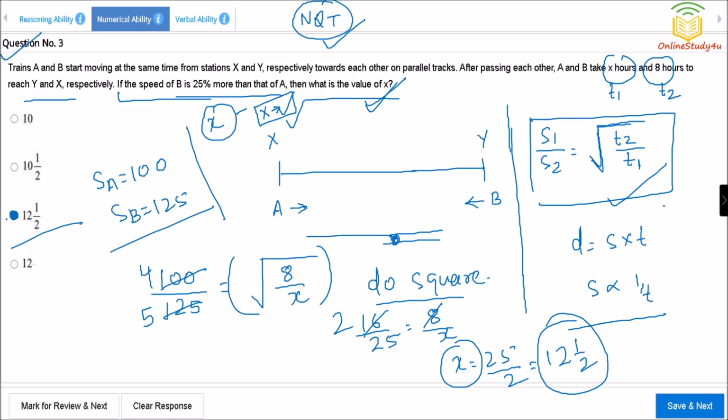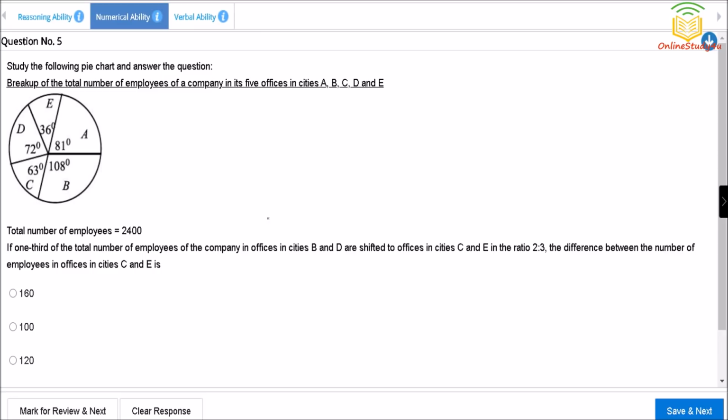So friends, you see, if you know this formula, then do you think you need to do all those things? The only thing is one assumption. Assumptions you have to make in such a way that your problem remains very simple. Now friends, question number 5 is a data interpretation problem.